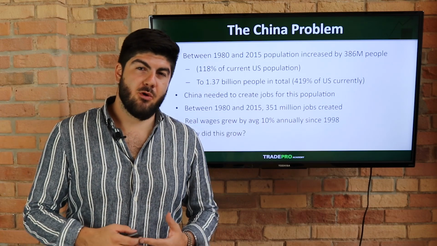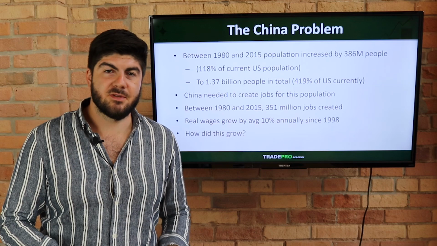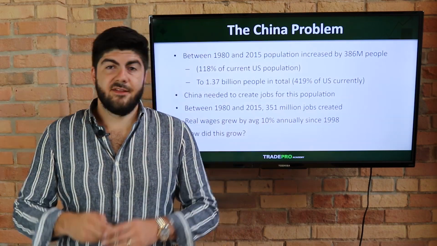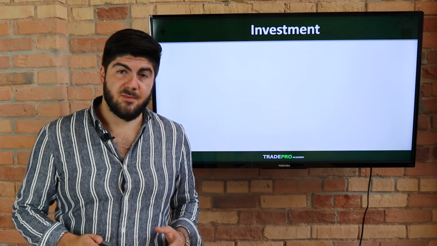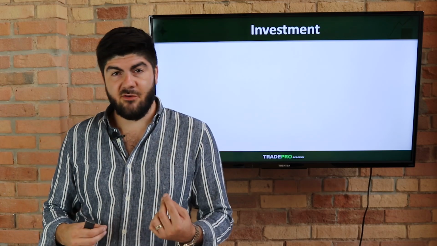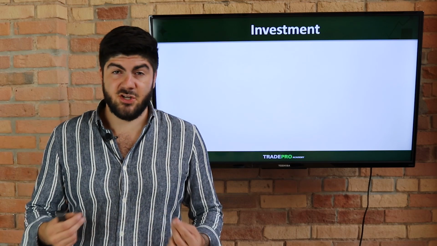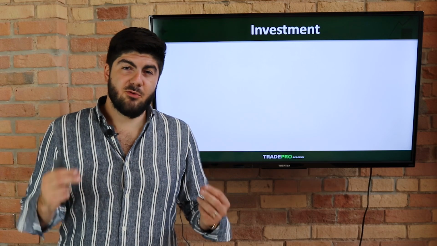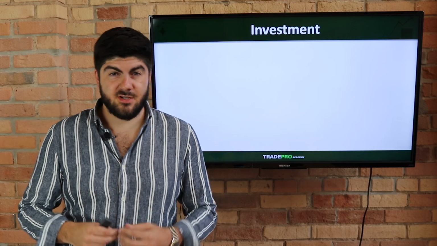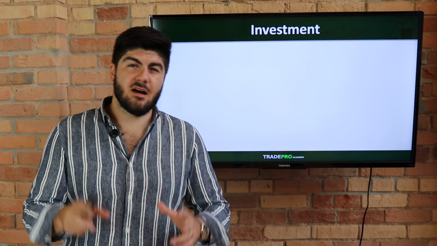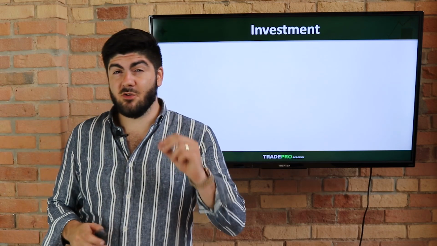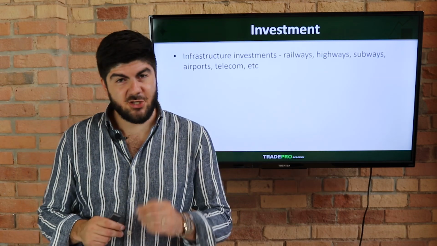But how did this grow? How were they able to create so many jobs? What did China do with their capital to create employment opportunities? The answer to that question is investment. China took the money that they generated from their trade surpluses and returns on investments and invested domestically in their country. They were able to put that money into infrastructure such as railways, highways, subways, airports, telecom, and other industries developed as a result. Construction in China was also a massive area of investment by the Chinese government.